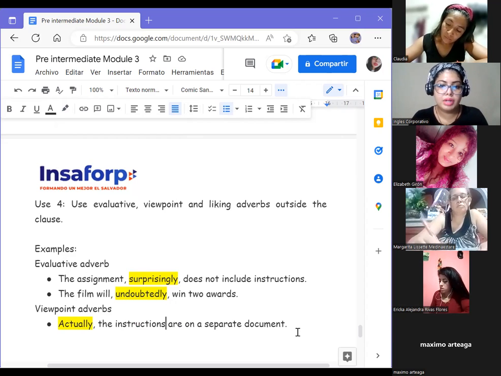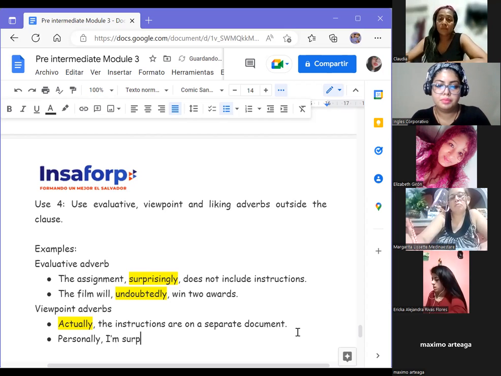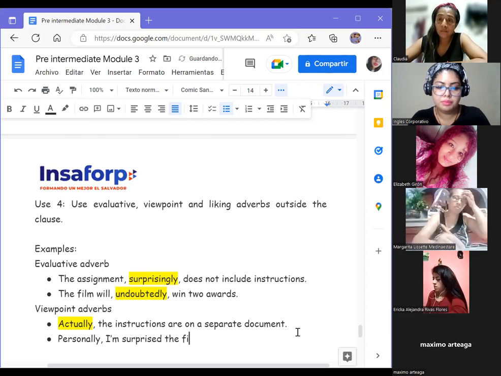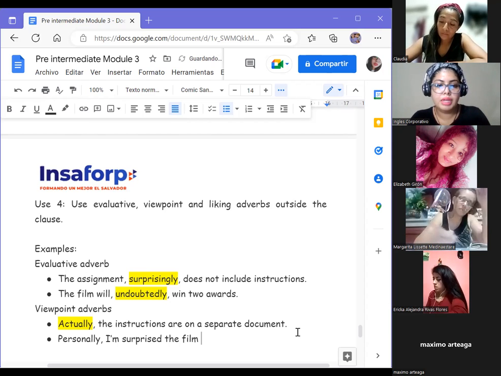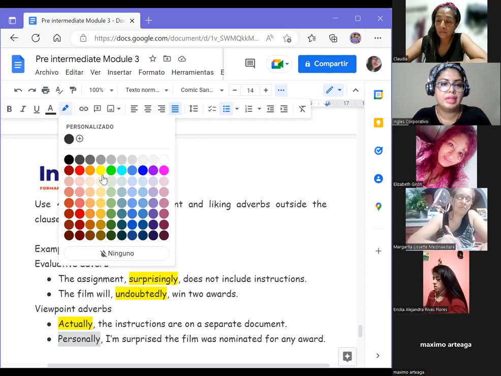And then we have the second one, and that is just personally, I am surprised. The film was nominated for any award. So in this case, we have here this word outside the sentence, that is the adverb.